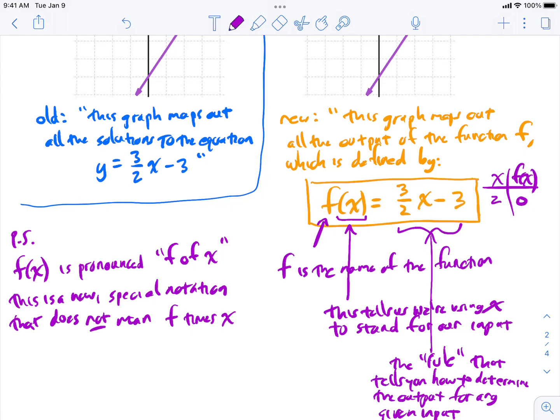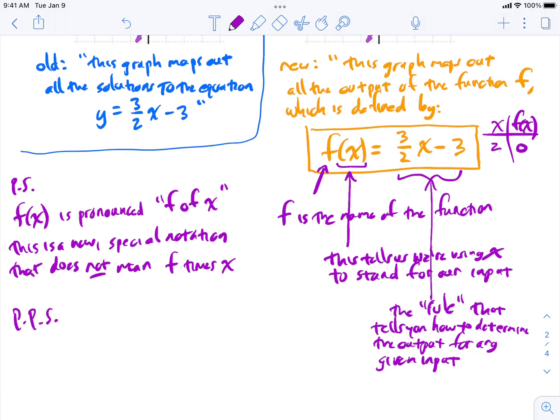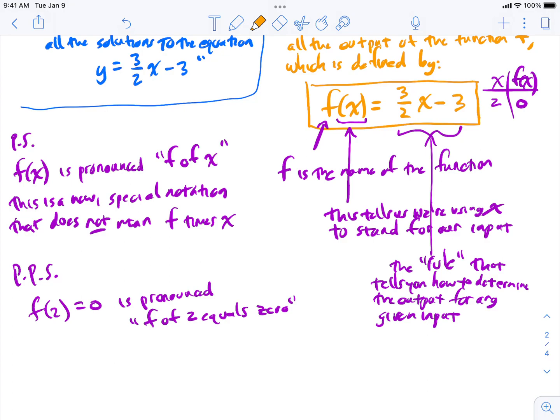Okay. As a PPS, postscript, let's say I did something like this. That is pronounced f of 2 equals 0. Okay. What basically just happened is we said, hey, I want the x here because it says f of x, right? I want the x to be a 2. So you would come over to this formula and you would plug in a 2. And when you plug in a 2, you're going to end up getting 0. And that's what we say here. And so f of 2 is 0, or f of 2 equals 0.